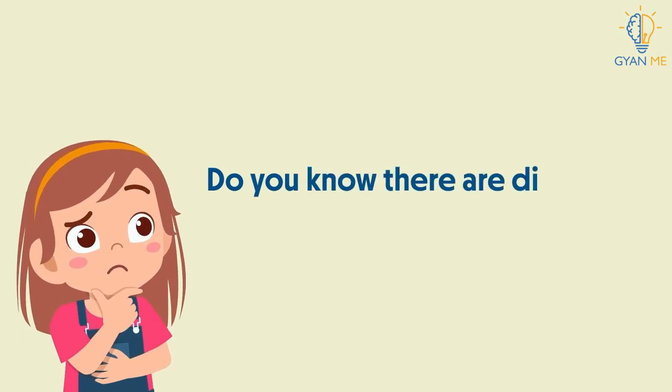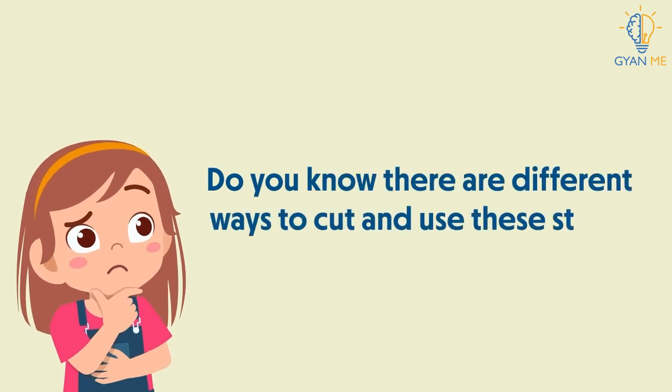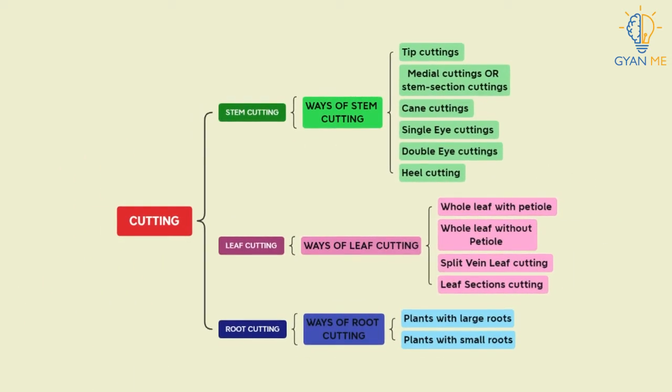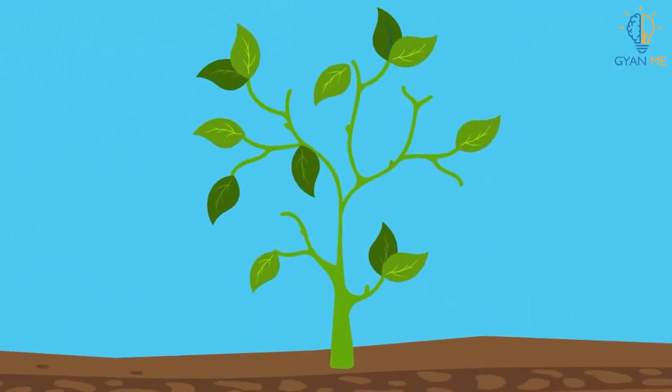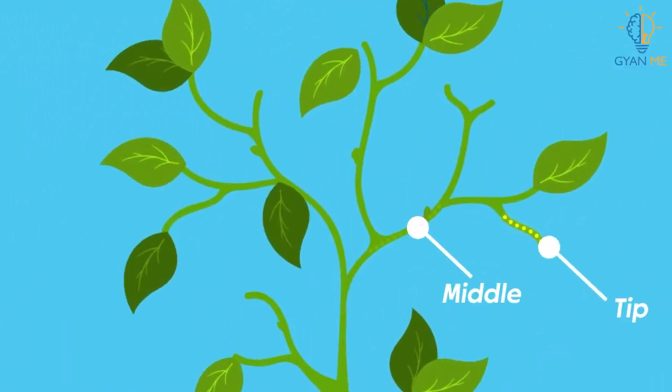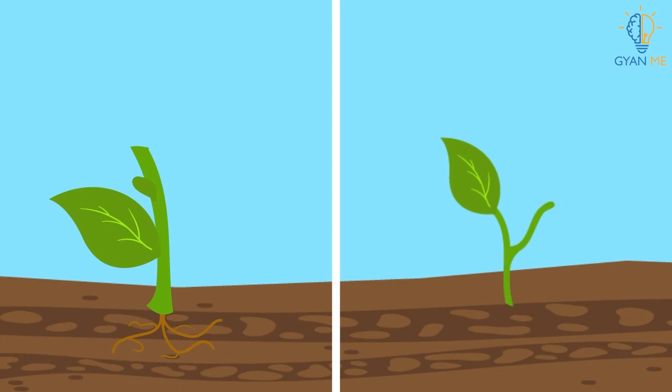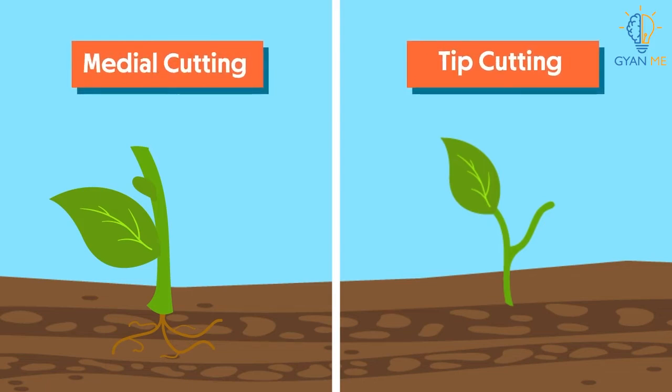Do you know that there are different ways to cut and use the stems, leaves and roots as cuttings? The following chart shows types of stem cutting, leaf cutting and root cutting. While making stem cuttings, we can either cut the tip of the stem or cut it from between. That is, take the medial part of the stem. Make sure that it has at least one node where adventitious roots can develop. Now plant this cutting in moist soil. These methods are respectively called tip cutting or medial cutting of the stems.